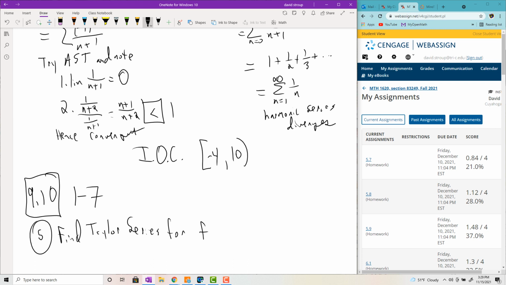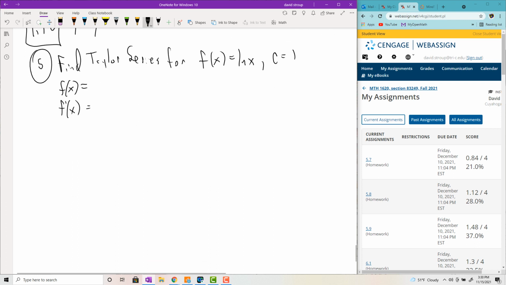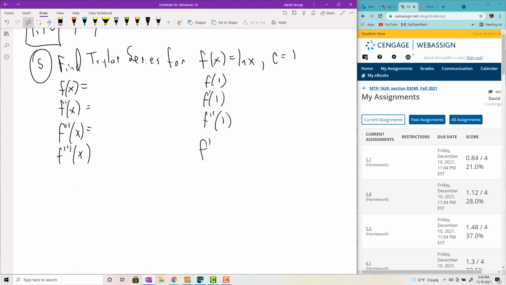for f of x equals ln x, and we want the center to equal 1. Okay. All right, so what you need to do is kind of like a pattern identification exercise. I need to do a bunch of derivatives until I can kind of identify the pattern. And that's going to kind of give me the formula for my summation. Actually, it's when I evaluate them, I really need that formula. Okay. And whatever the heck that formula is going to be my summation, right?